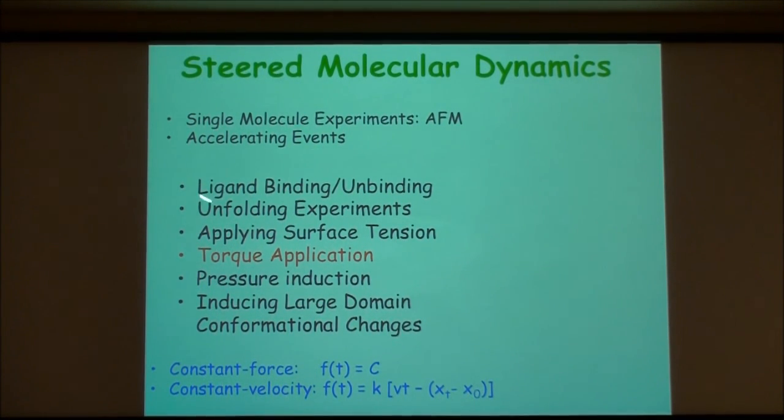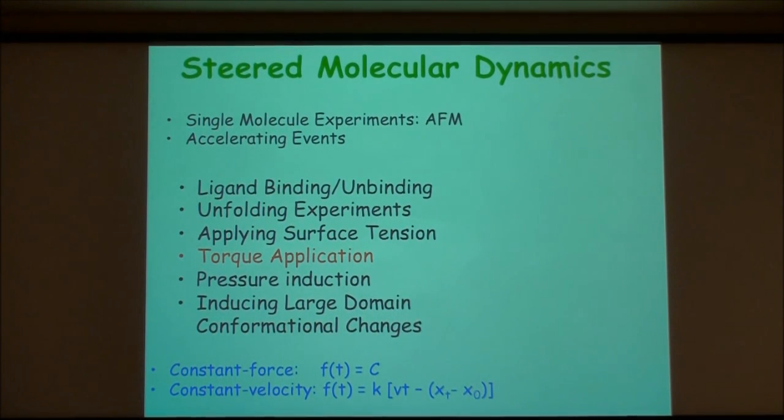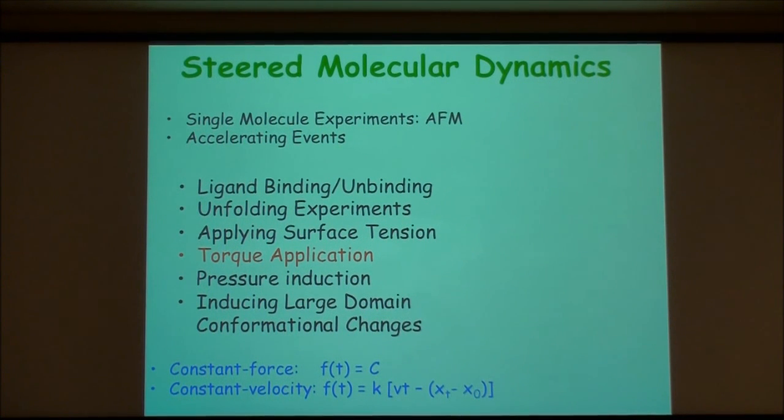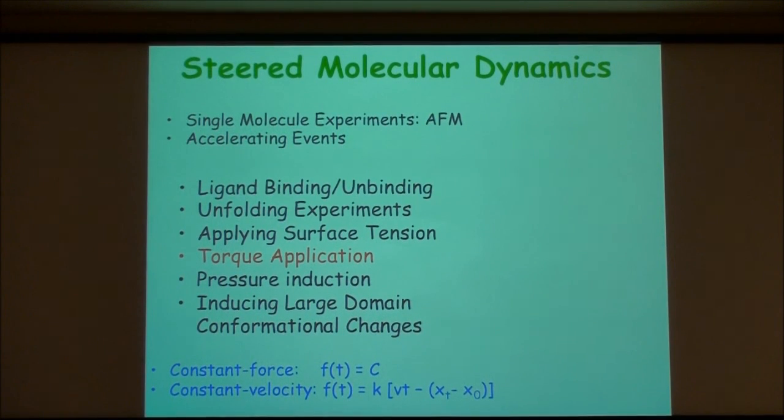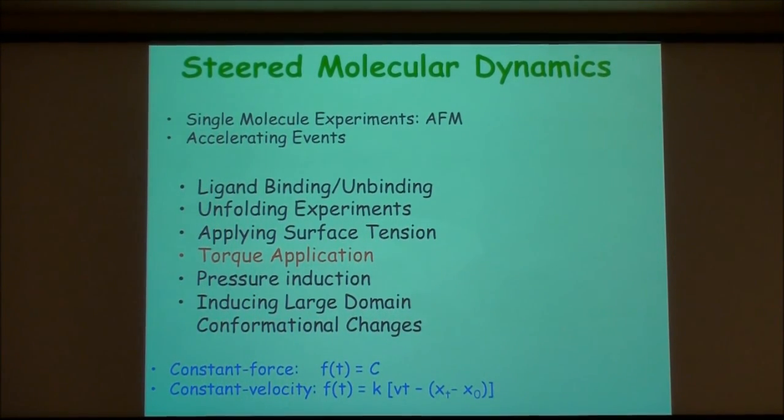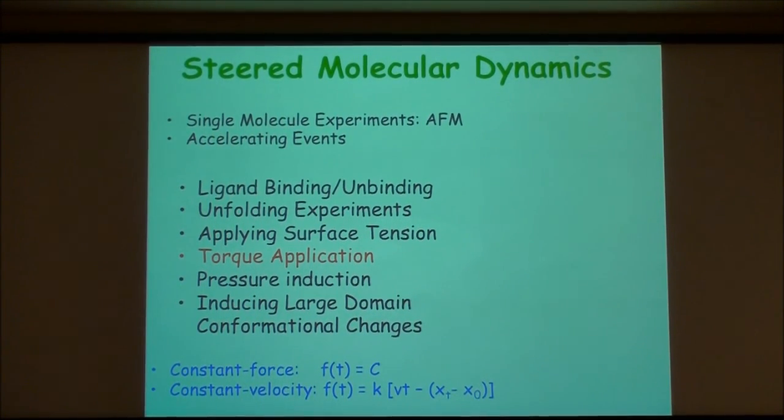So you can, for example, in case of proteins, induce binding of ligands or unbinding of ligands from their binding site to see how they unbind, what is the pathway, what residues are involved in causing the barrier against this. We can do unfolding experiments. This corresponds to what has been done experimentally. You can pull the two ends of your protein, try to unfold it and see how it unfolds.